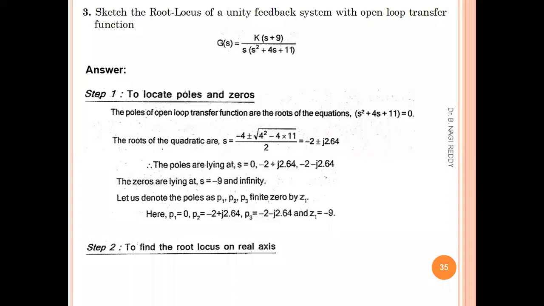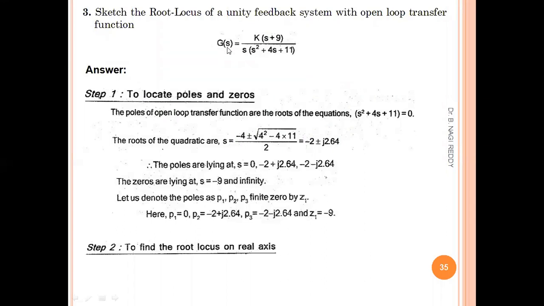Good morning, everyone. Today we will see the third problem of the root locus concept. The problem is to sketch the root locus of a unity feedback system with open loop transfer function G(s) = K(s + 9) / (s(s² + 4s + 11)). Here we need to sketch the root locus only, so we have to do the first 6 steps of the root locus. The given system is a unity feedback system, and the open loop transfer function is this one.